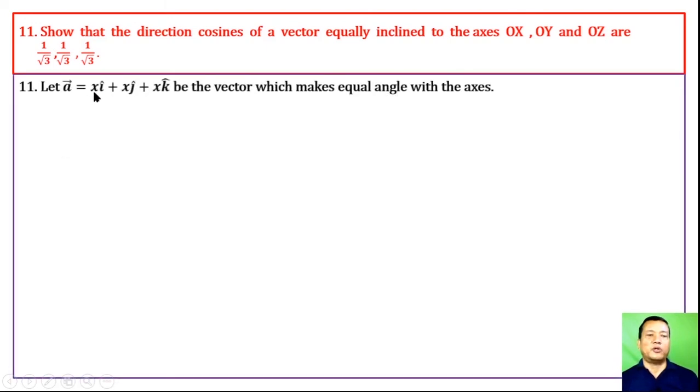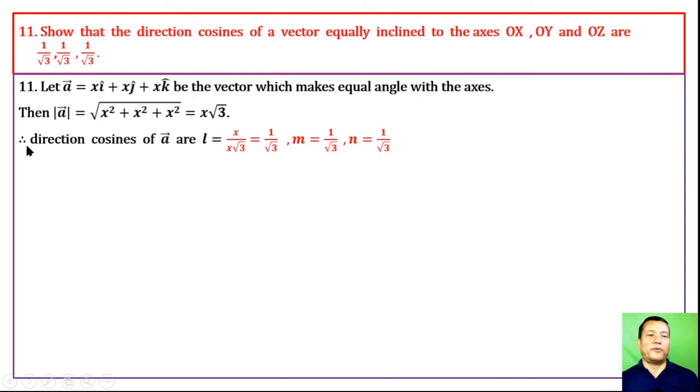Let a vector equal to x i plus x j plus x k be the vector which makes equal angle with the axes. Then its magnitude is x times root 3. Therefore direction cosines of the vector, l equal to x divided by x root 3, that is 1 by root 3. Similarly m is also 1 by root 3, n is also 1 by root 3. Hence proved.